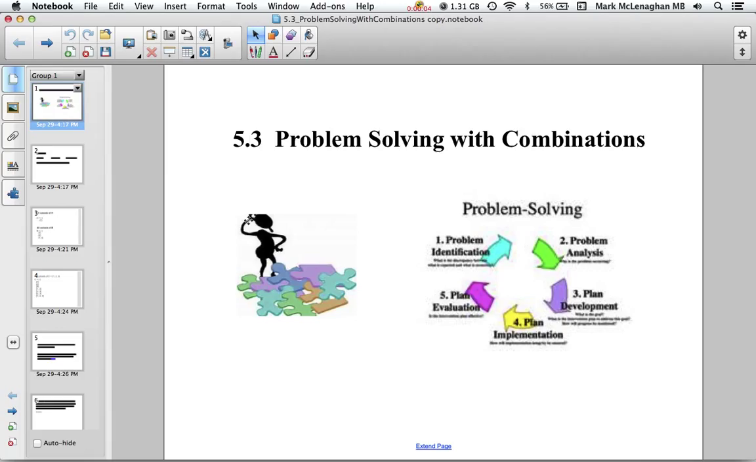Alright, so today we're going to be looking at 5.3, problem solving with combinations. So here we have the little guy trying to solve his problems. Remember, there are many steps to solving a problem. First, identifying what the problem is, analyzing the problem, developing a plan, implementing the plan, evaluating, and repeat. There's no real one way of doing things. It's just a matter of finding the tools that you like. So we're going to be looking at how we can use our tools to solve different problems.